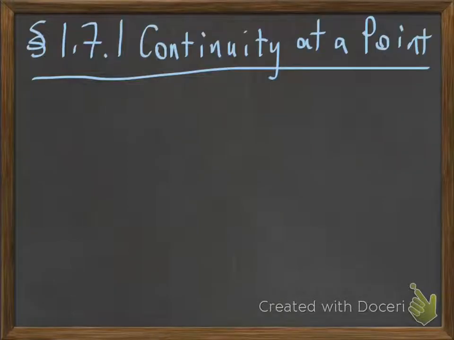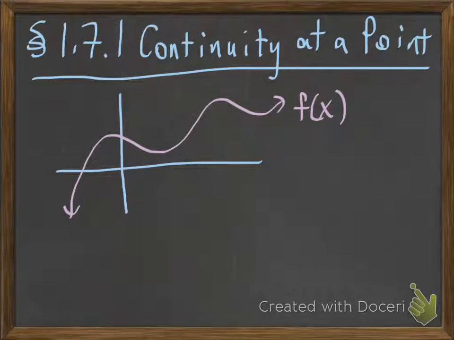This is the video for section 1.7.1, continuity at a point. So the intuitive notion of a continuous function is the following. It's if I have a function like the one I have drawn here that I can draw without lifting my pencil from the paper. So a function that has no jumps or gaps or holes, that's the intuitive notion of a continuous function. But as you should know by now, mathematicians are not satisfied with just an intuitive understanding.